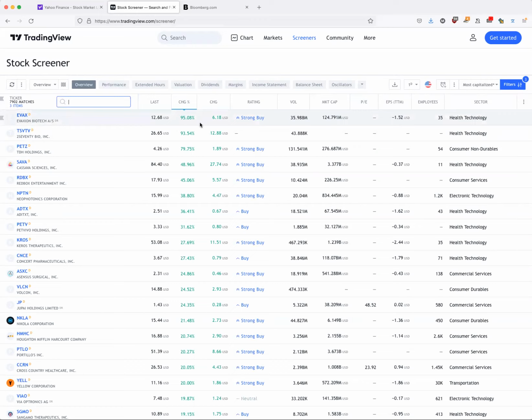So look at the top company, which has gone up 95%, EVEX. There's no PE ratio, but PE ratio is price divided by EPS, which is earnings per share, which means profit per share. If you were to buy EVEX stock for 12.68 US dollars, the company is losing $1.5 for each stock. So they are losing money.